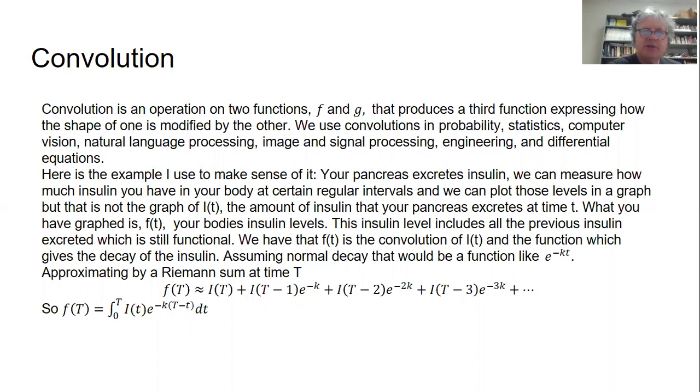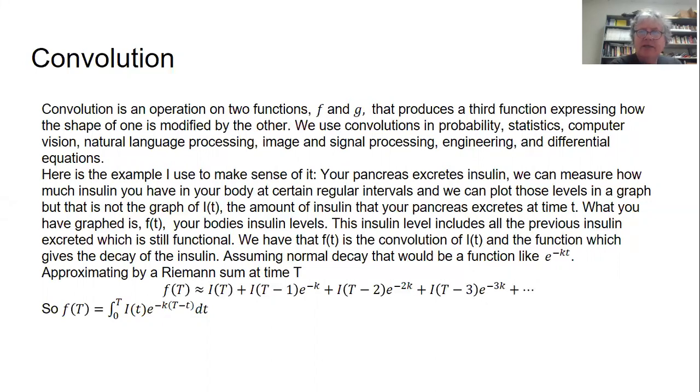A convolution is an operation where you get two functions and you merge them together and you produce a third function, and that sort of expresses how the shape of one function is modified by the other. I don't know if you've seen them before, but they're used quite a lot in engineering, particularly things like computer vision, natural language processing, image processing.